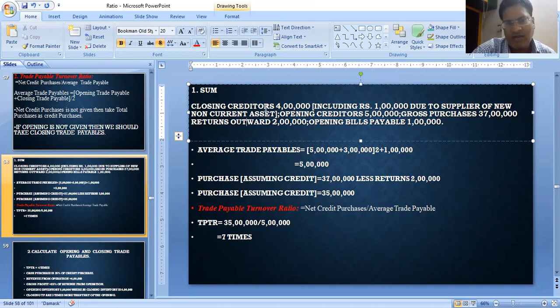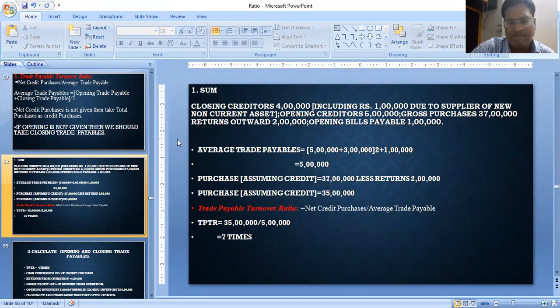How we will do it is that we take closing plus opening of the creditors, that is 8 lakhs divided by 2, 4 lakhs, and this closing and this opening bills payable, whatever it is, we will take 1 lakh. So it is becoming 5 lakhs, students. It's not 4 lakhs, it's 5 lakhs. And 35 lakhs is the purchase. So net credit purchase 35 lakhs divided by 5 lakhs is 7 times. 7 times is the answer for this one.